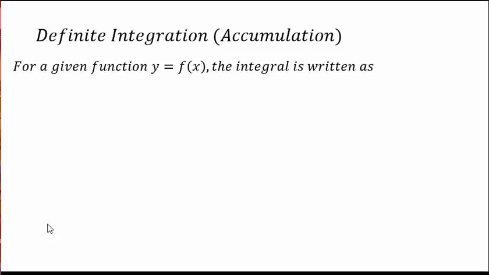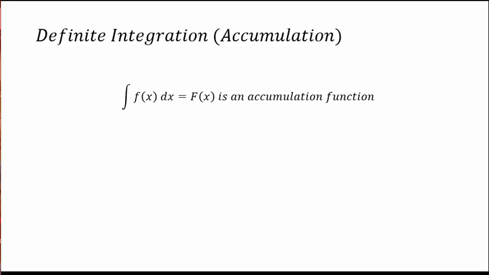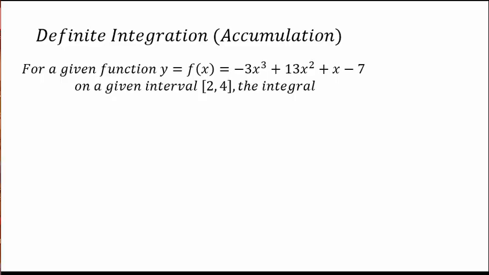Now we talk about definite integration or accumulation. So given a function y equals f of x, the integral can be written as uppercase F of x, and this is what we call the accumulation function since we're adding the areas together. So using this accumulation function, we can come to definite integration. So definite integration is where you have a definite interval over which you want to find the integral.